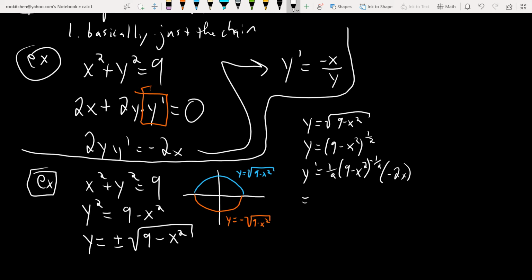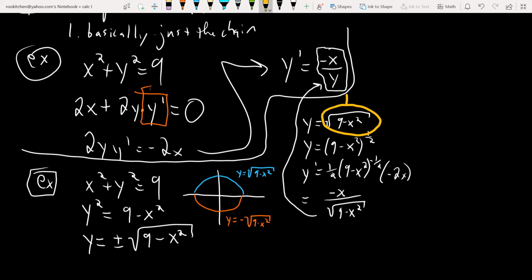And clean it up a bit. And what do we get? So we get negative x all over the square root of 9 minus x squared. So how does that compare to the derivative we found in this example? Well, if you plug y in to this implicit form of the derivative, what do you get? Well, you get what we got by taking the derivative here below. So if you plug the y in, I'll circle the y in some other color, let's say yellow, I guess. If you plug this y into here, you'll get our answer down here.